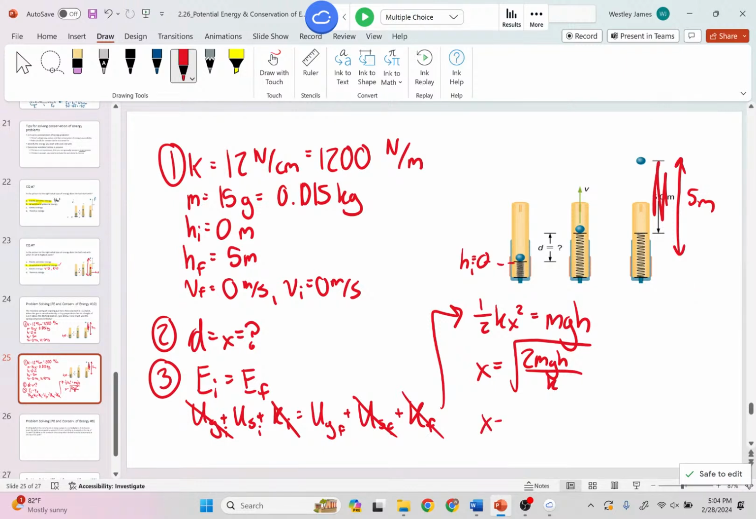So x equals the square root of 2 times 0.015 times h, which is 5, divided by 1200. Don't forget that square root. I mean, the reality is, I'll tell you all, the spring doesn't actually get compressed that much.